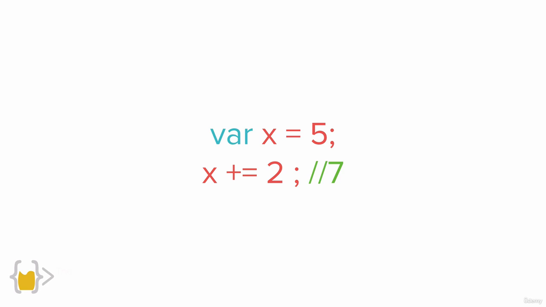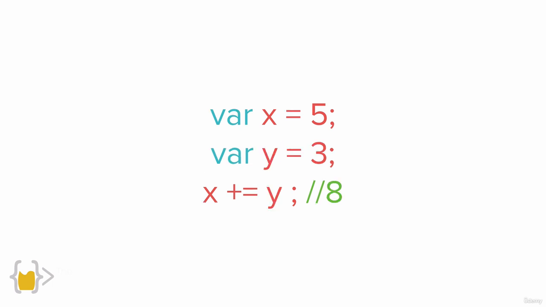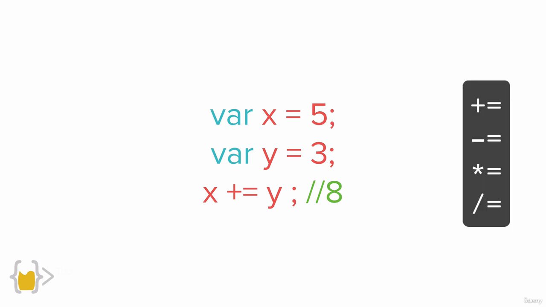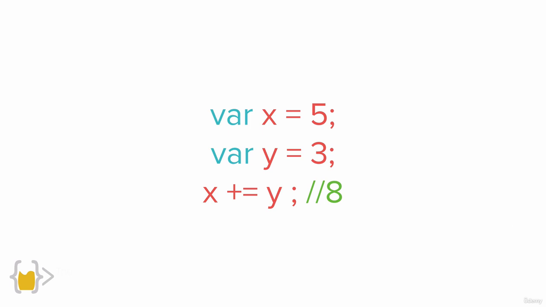Now, if you ever want to increase the value of x by more than 1, then you can use the plus equals. And this is equivalent to saying x equals x plus 2. And so x now equals 7. In the same way, you can also use plus equals to increase by the value of another variable. So in this case, x equals x plus y, which is equal to 8. And this also works with minus equals, multiply equals, divide equals. And it's a handy shorter way of doing exactly that.